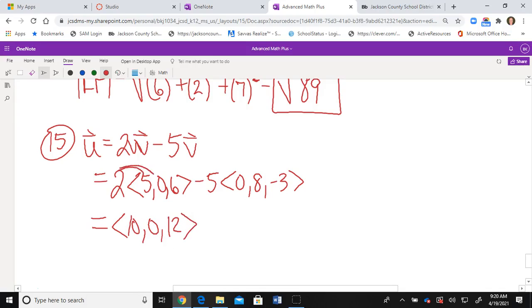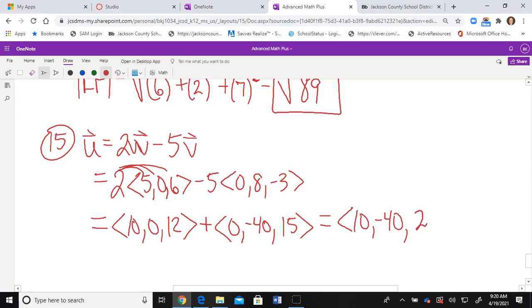And again, all we're doing is distributing, right? Plus 0, negative 40, and 15. Now, you can leave it as minus and just distribute the 5. I like distributing the negative 5, and you don't have to worry about minus negatives or anything like that. So, what's 10 plus 0? 10. 0 plus negative 40 is negative 40. And 12 plus 15 is 27. Everybody good on 15? Yeah. All right.